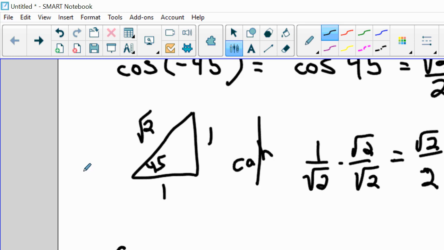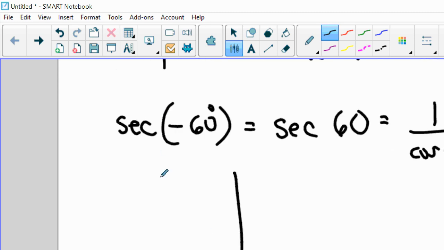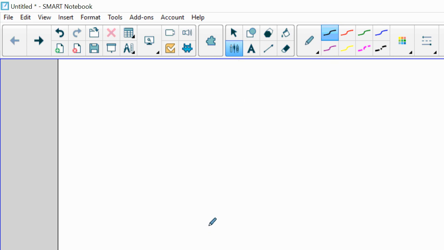And the same with secant of negative 60 degrees. Secant is even, poof. Secant of 60, which is 1 over cosine 60, which on the unit circle, 60 is here, the x coordinate is 1/2, therefore 2. Because secant and cosine are reciprocals, cosine's the x coordinate, secant would be the reciprocal of the x coordinate. Pretty nice.